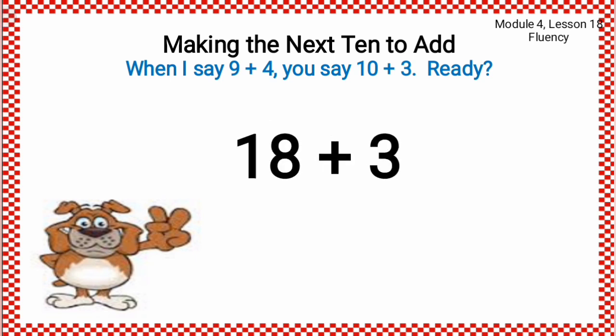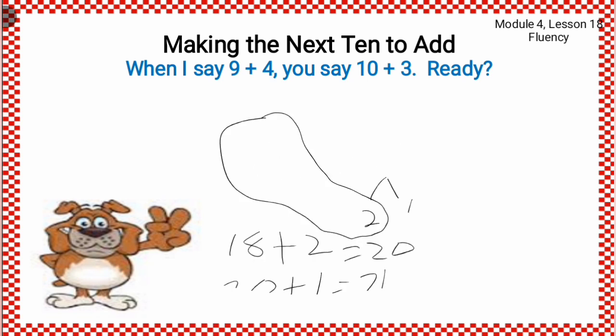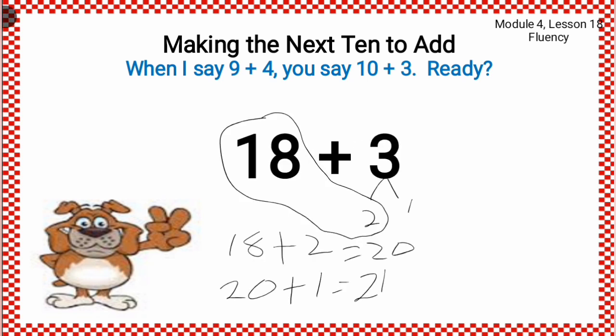And lastly, 18 plus 3. In this case, I'm not taking 1. 18 is closest to 10 and it requires 2. So we break down 3 into 2 and 1, and then add your 2 to 18. 18 plus 2 is 20. 20 plus 1, which is the 1 left, becomes 21.